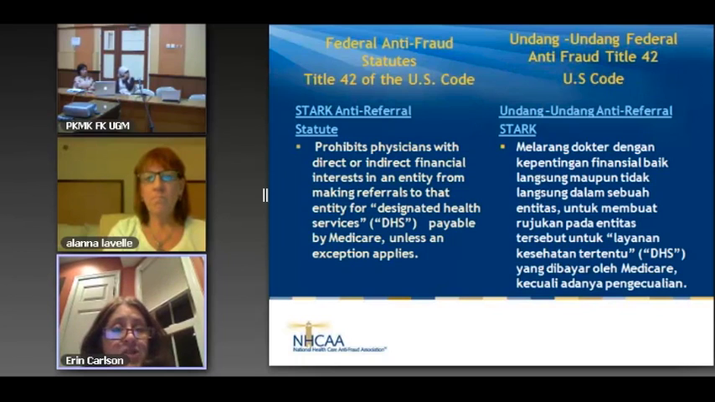We also have something called the Stark Anti-Referral Statute, and this, again, gets back to Alana's laboratory example. This prohibits physicians from having a direct or indirect financial interest in an entity and making referrals to that entity. So if a physician is a co-owner of a diagnostic service, like a laboratory or an X-ray operation, they would not be able to make direct referrals to that particular entity because there would be a financial benefit to that physician. And there are exemptions that can be made under our federal program, but for the most part, these things would be considered illegal and able to be prosecuted under our laws.